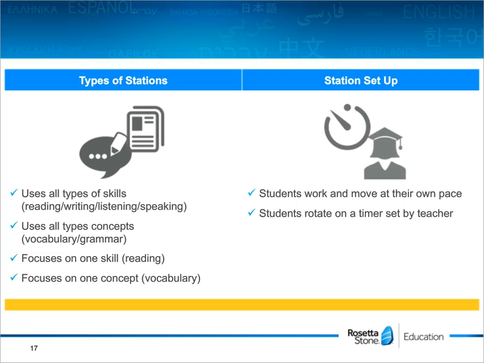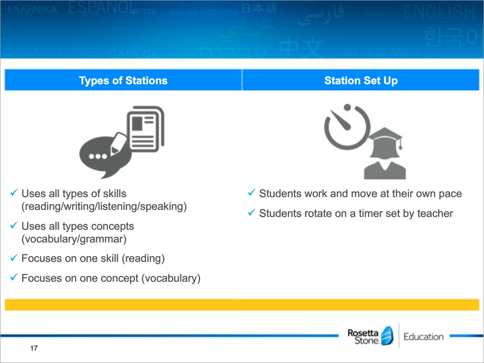So there are different types of stations that I'm going to talk about. One uses all types of skills, so reading, writing, listening, and speaking. Another, you could just focus on certain concepts like vocabulary or grammar. You could also focus on a skill if you just want to focus on reading. In my school, we have literacy as a school-wide goal, and it's a focus in our school. So I might do centers one day on literacy and reading. You could also focus strictly on vocabulary if that's something that your students need to do.